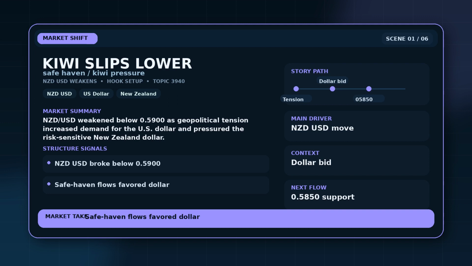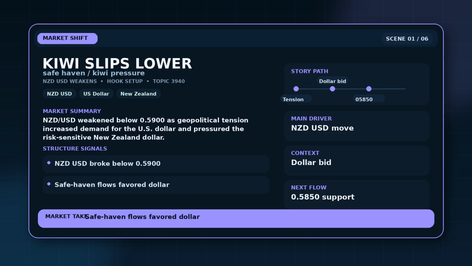NZD USD broke below 0.59 as Iran, US tensions pushed traders toward the safe haven US dollar. The NZD USD weakens story is worth attention because NZD USD weakened below 0.59 as geopolitical tension increased demand for the US dollar and pressured the risk-sensitive New Zealand dollar. The tension is practical. NZD USD broke below 0.59 while safe haven flows favored the dollar.